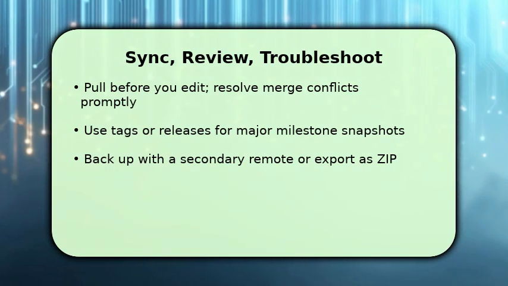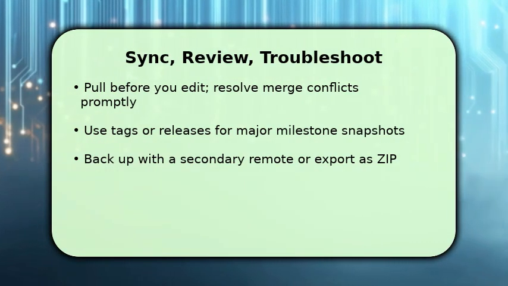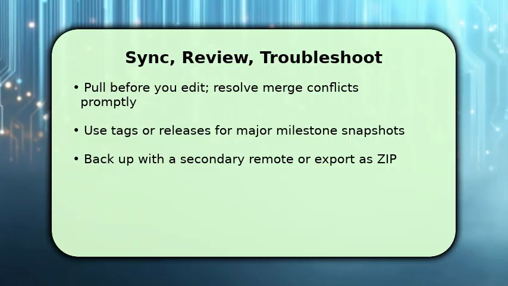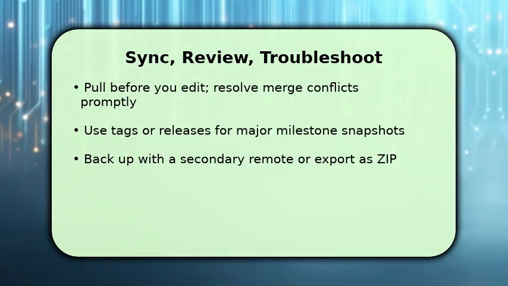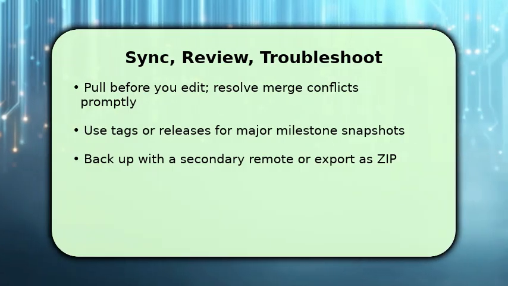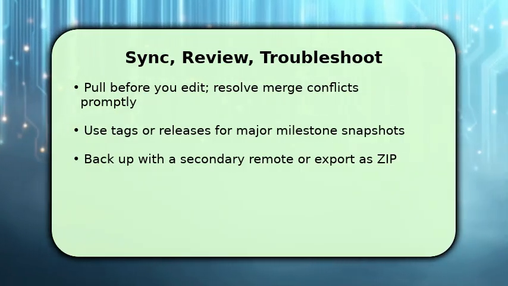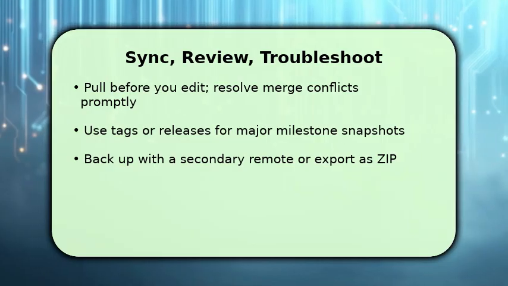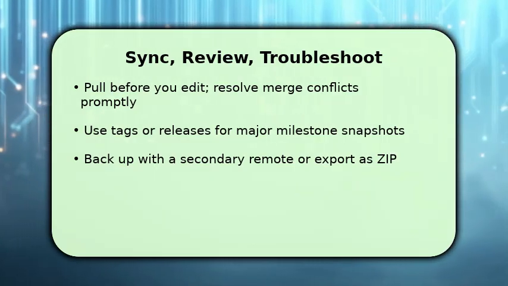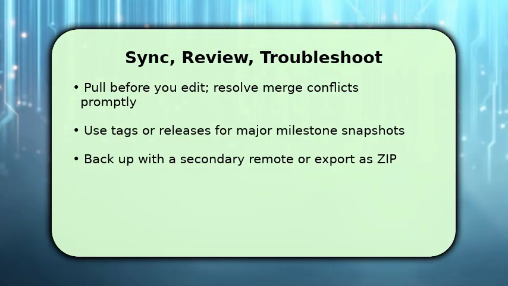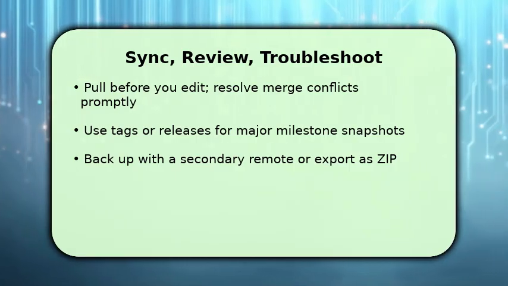Finish by keeping everything synchronized. Always git pull before editing to avoid needless conflicts, and push frequently so your notes are backed up to GitHub. When a conflict appears, inspect both versions, choose the correct lines, and commit the resolved file. This preserves intent. Export or tag major snapshots for quick rollback.